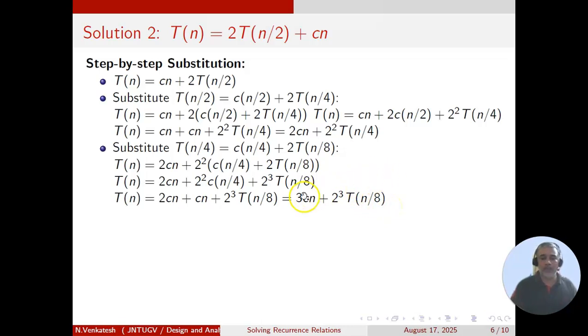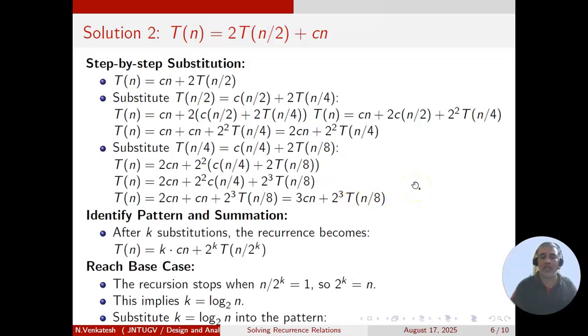Now clearly we can see a pattern. If you do it k times, we'll get k into Cn plus 2 power k T(n/2 power k). Okay. Now we have found a pattern.